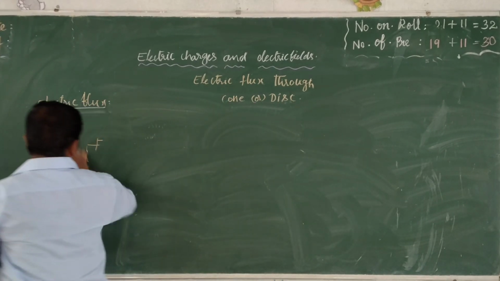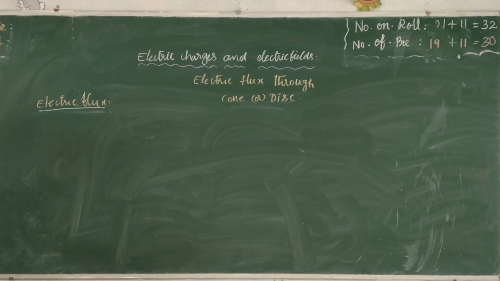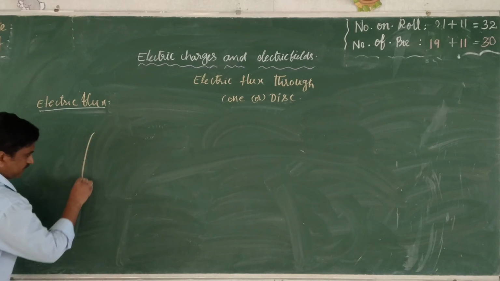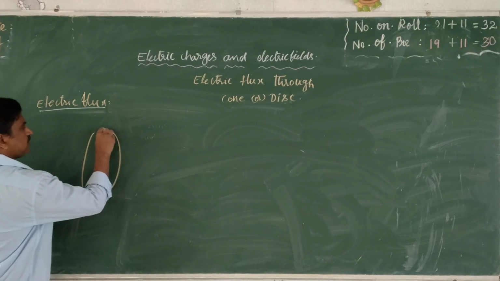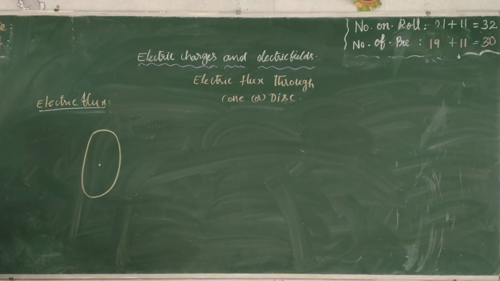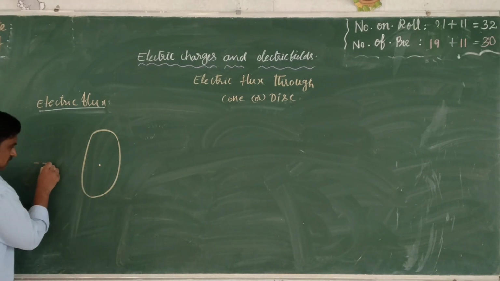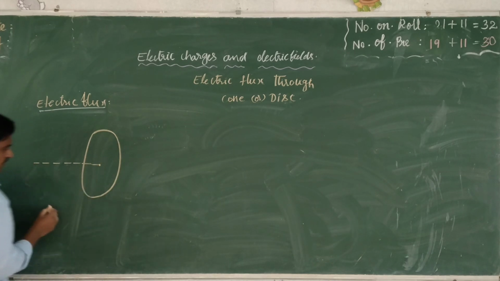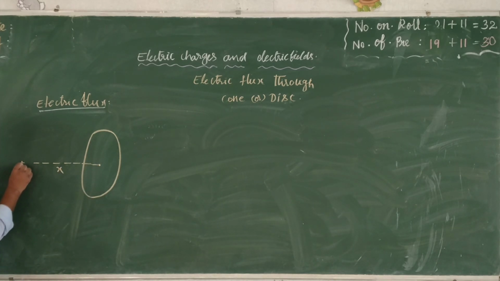For that, see here, we can take a disk. This is the disk, this is the center of the axis, the center of the disk. At x distance from the center, we can place the plus q charge.